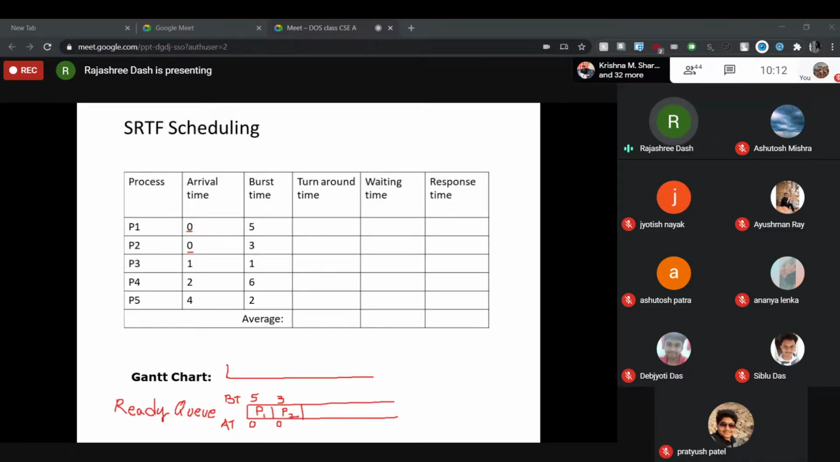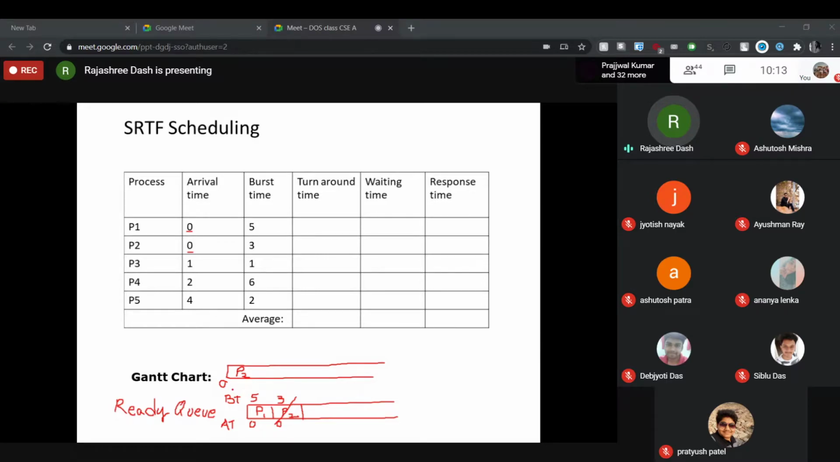Which process will be selected by the scheduler now? Who will tell me? If the CPU is available now, which of the processes, P1 or P2, will be selected for execution? P2, because P2 has the smallest CPU burst time. Okay, so P2 is taken from the ready queue and allocated to the CPU. Clear?